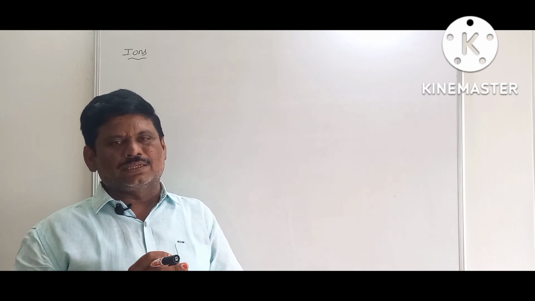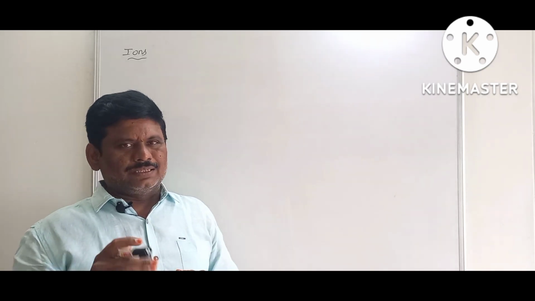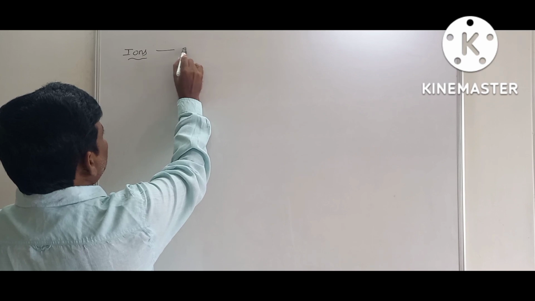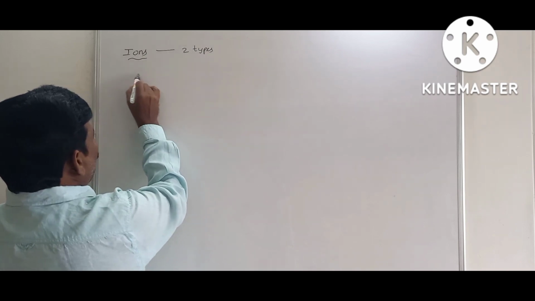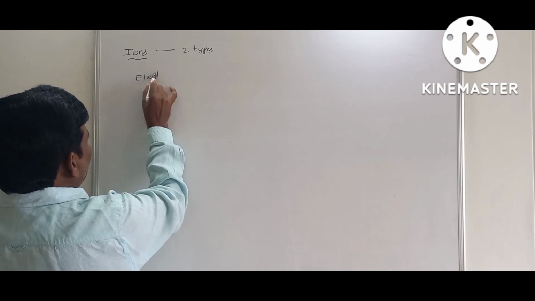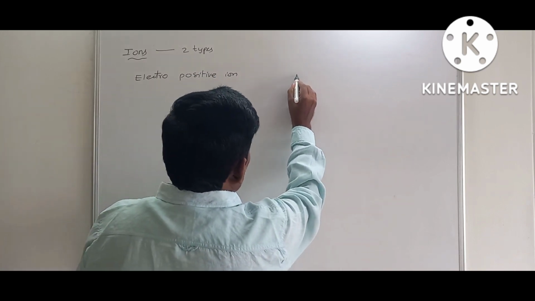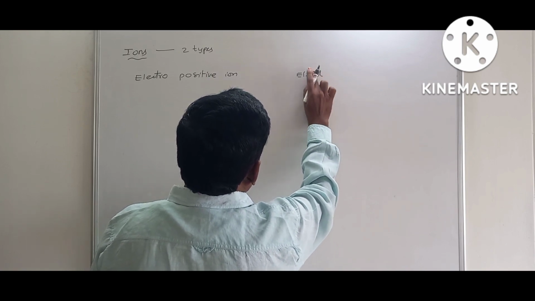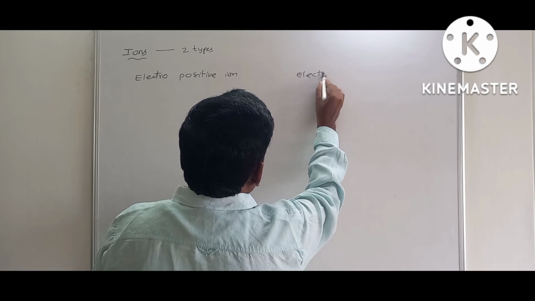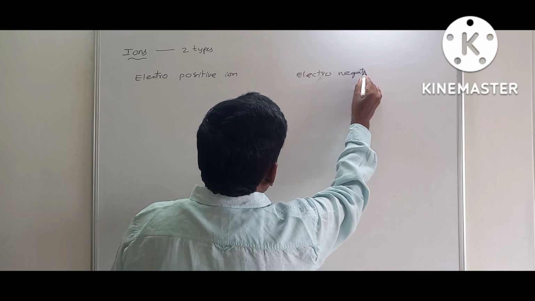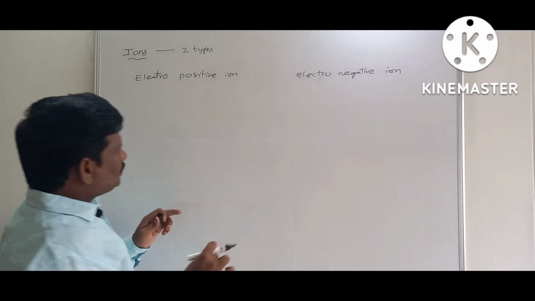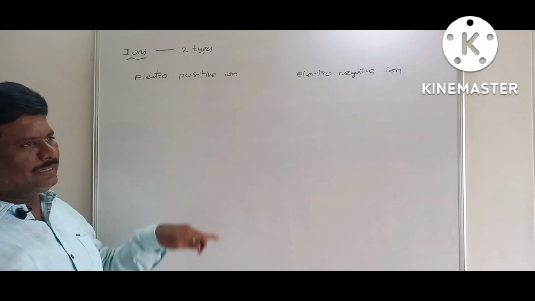An electrically charged atom or group of atoms which behaves as a single unit with a positive or negative charge is called an ion. Based on the nature of the charge on the ion, they are classified into two types. One is the electropositive ion, and another is the electronegative ion. The ion which has a positive charge on it is called an electropositive ion.